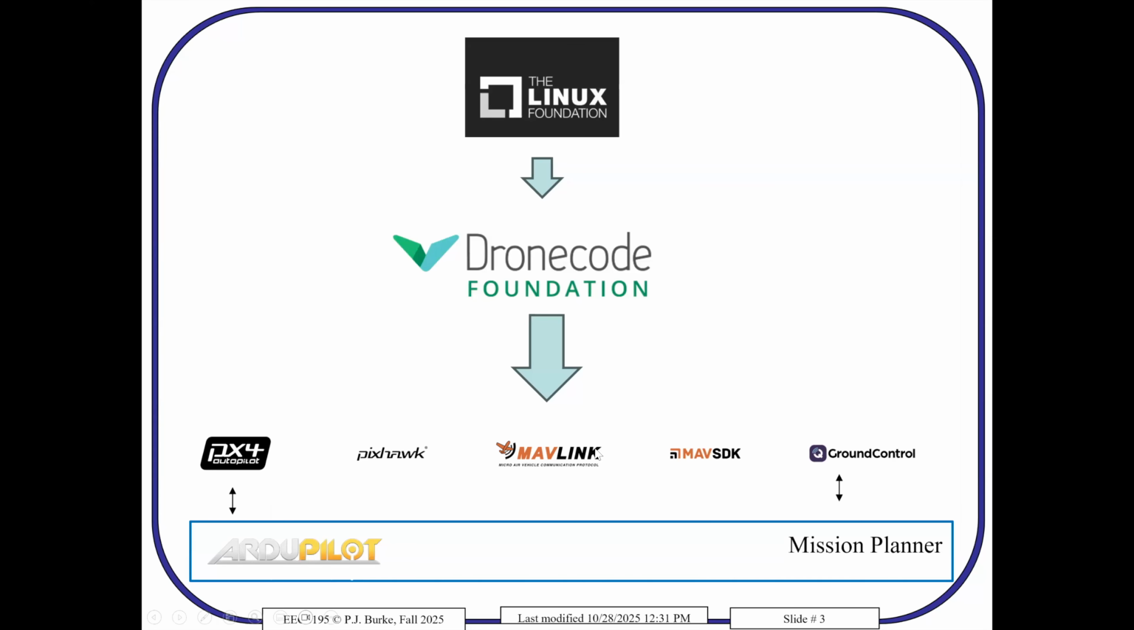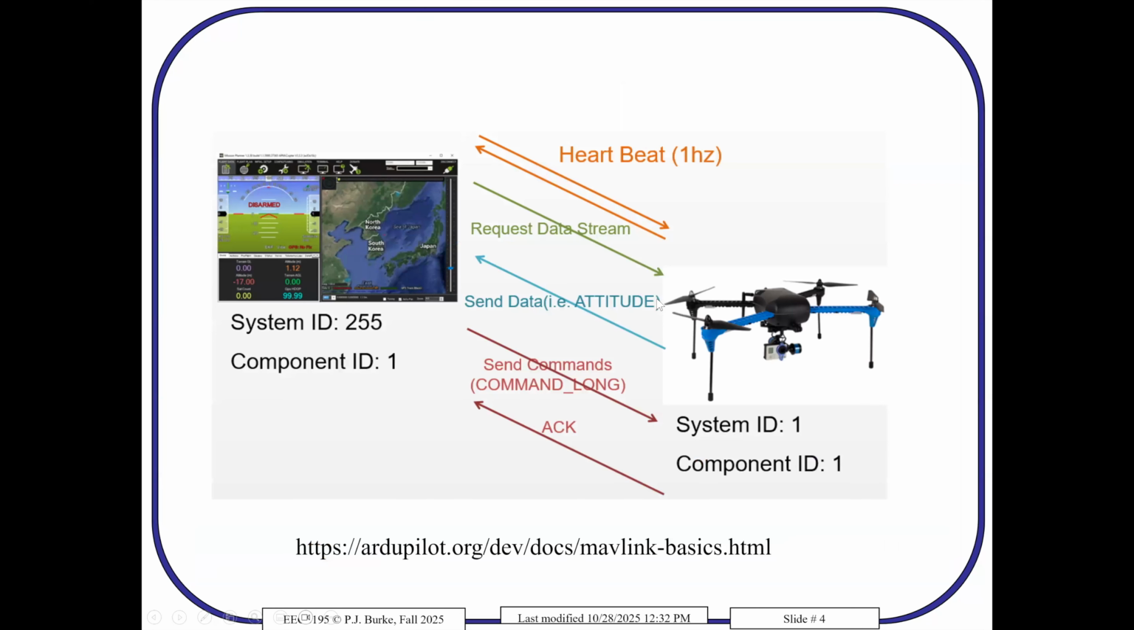So Mavlink is the topic of today's discussion. Mavlink is the language that drones use to communicate with each other and with ground control stations. So you've actually been using Mavlink to communicate already.